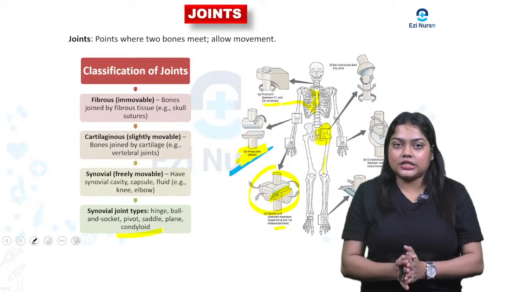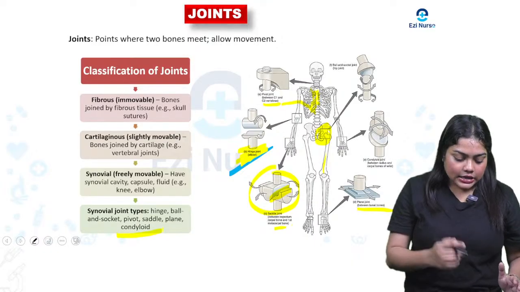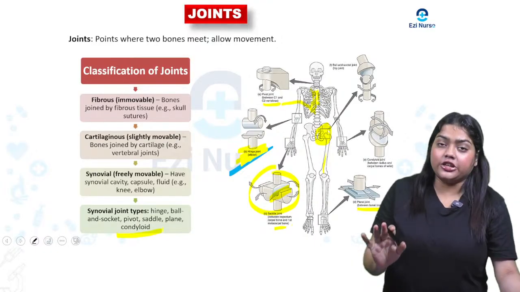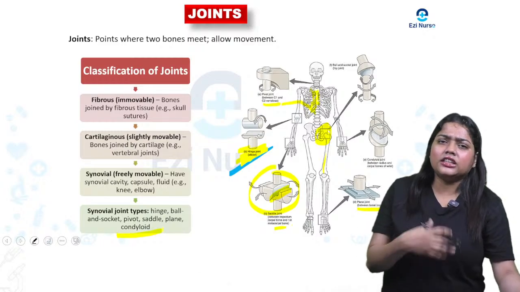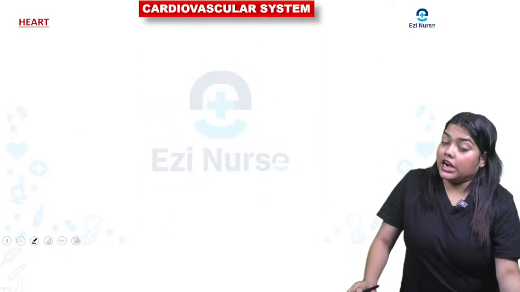So I have discussed the joints. I hope there is no confusion. If you still have confusion, just put a comment. I will try to answer if you have any questions, but I think you can understand, right? These are very simple questions I am discussing. Next is the cardiovascular system.